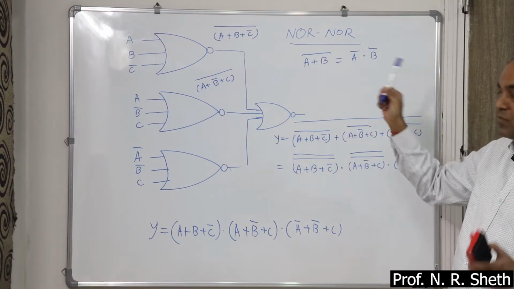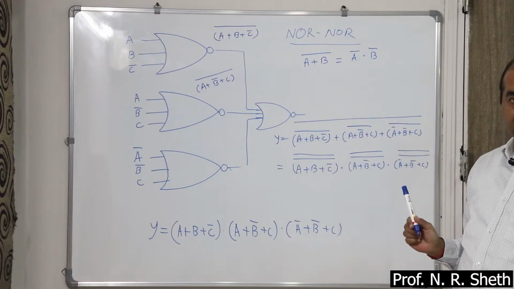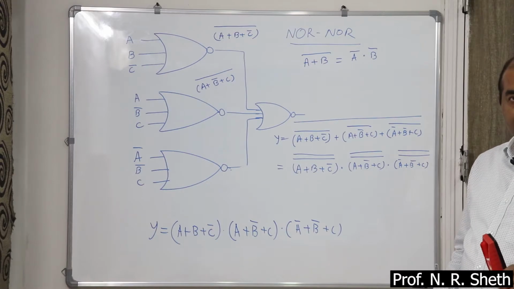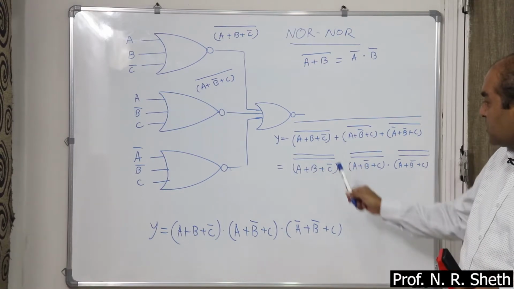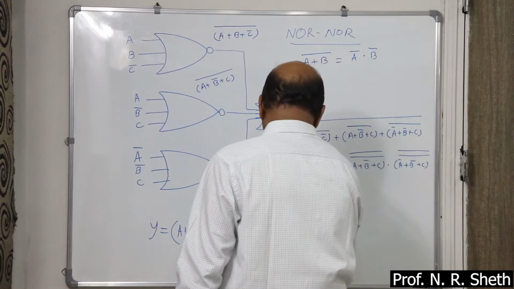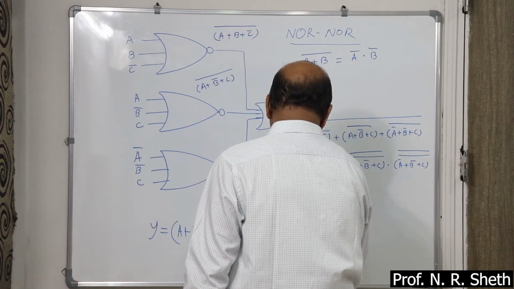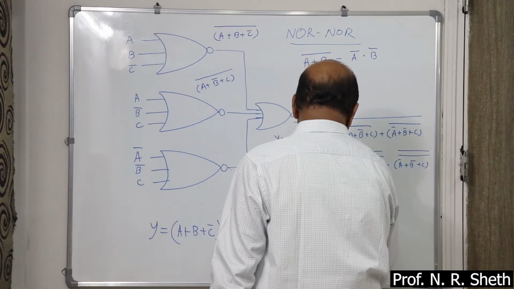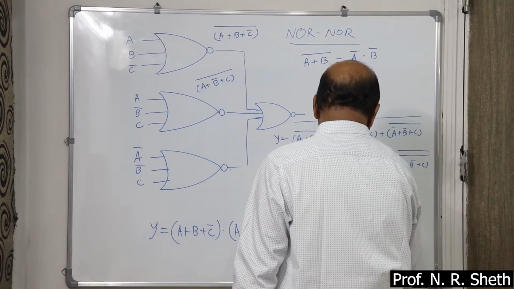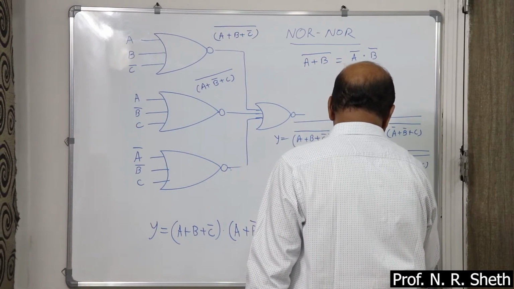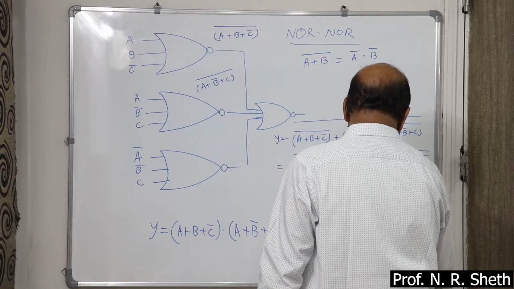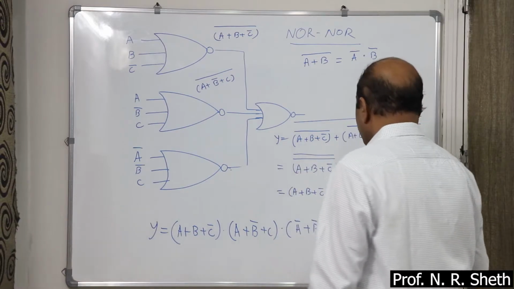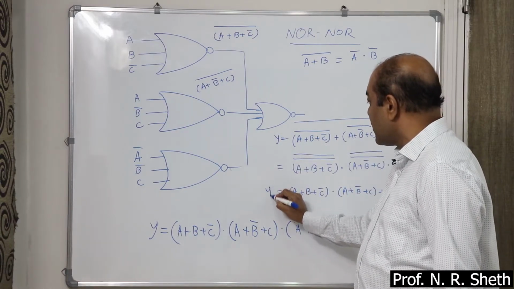This part, De Morgan's first theorem. Now, double inversion rule. This part is cancelled. A plus b plus c bar dot a plus b bar plus c plus a bar plus b bar plus c. So this is your final y.